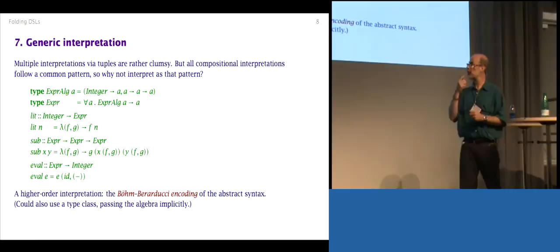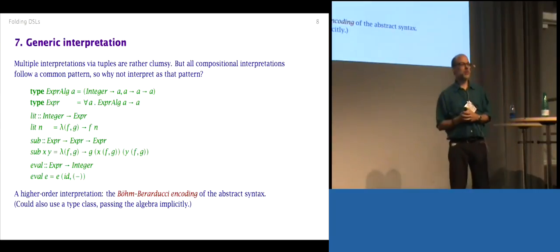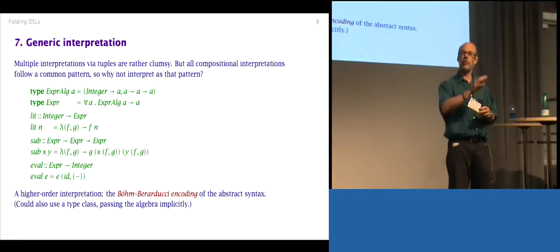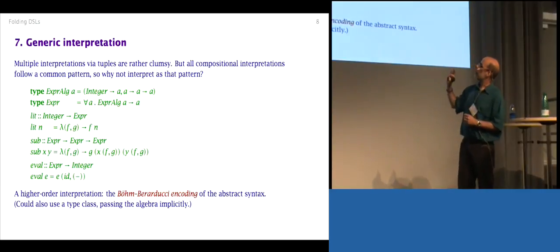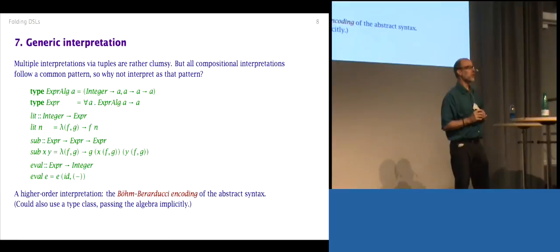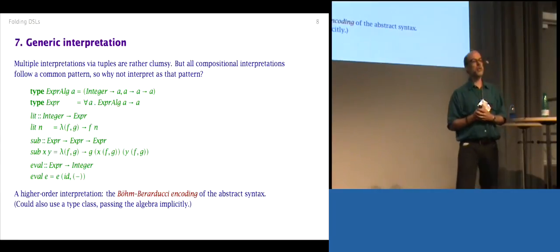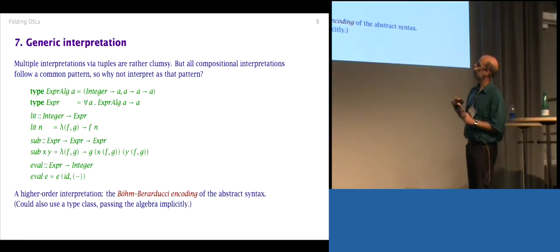What I'm showing you here is the Church encoding of this expression data type. Well, Oleg again would tell me that it's not the Church encoding, it's the Boehm-Berarducci encoding because it's typed. A clever higher-order representation, a clever higher-order semantic domain in which to make my interpretations. If you haven't seen this before, this will be mysterious, so just bear with me.